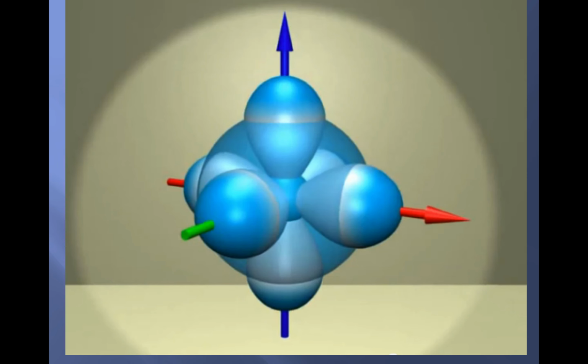Now the good news is I'm not going to ask you the shapes. I'm not going to ask you to draw the shapes. I'm not going to ask you to identify the shapes. I'm just explaining the shapes so that you know why I'm asking you about all these letters. What I will ask you to do is know how many electrons fit in each shape.